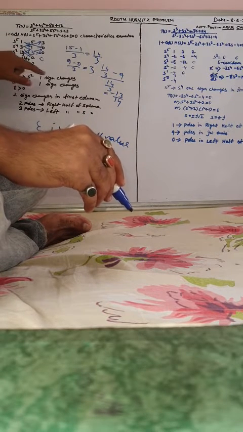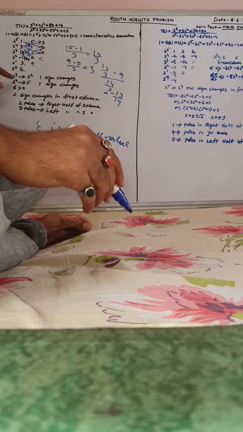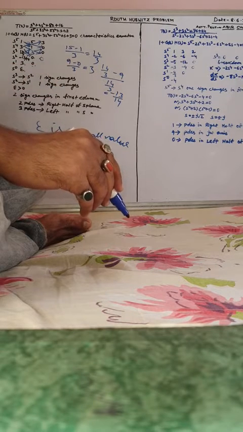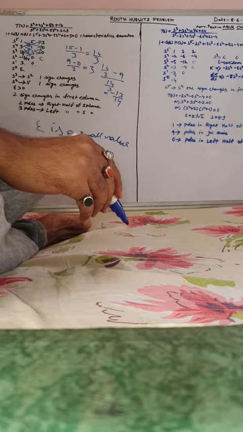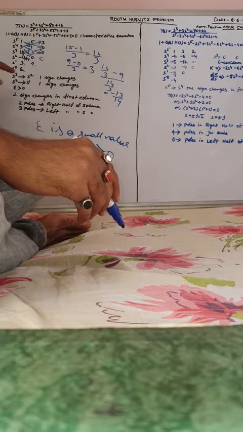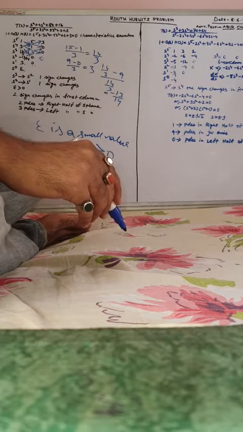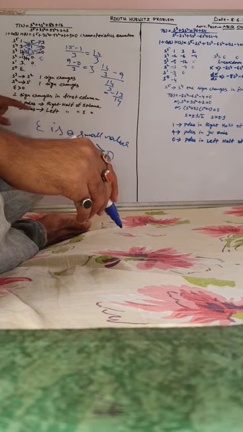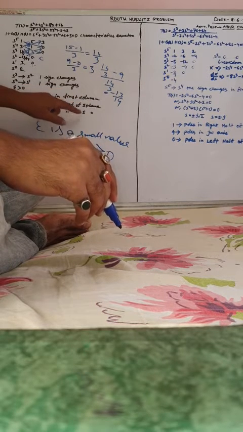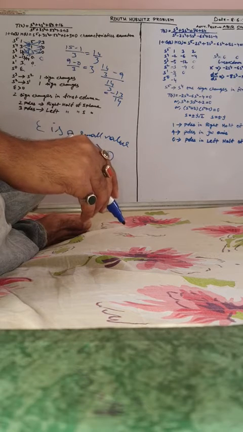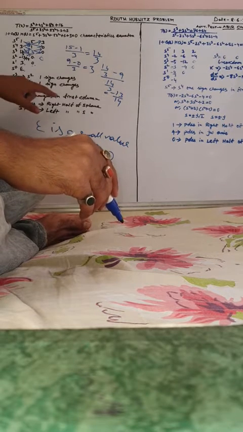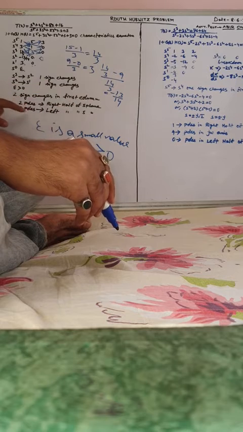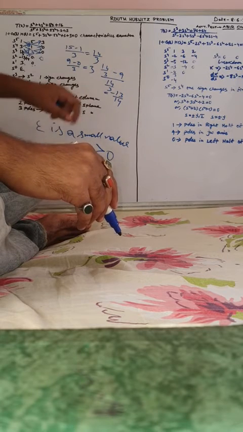So two sign changes here. s^3 to s^2, one sign change. s^2 to s^1, one sign change. Two sign changes are there. So two poles will lie in the right half of the s-plane and three poles will lie in the left half of the s-plane.